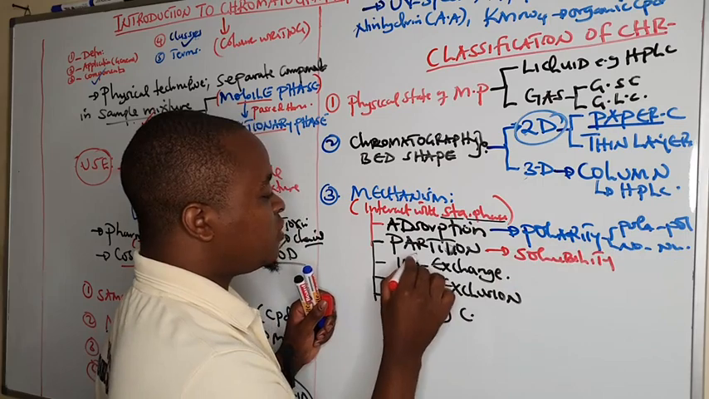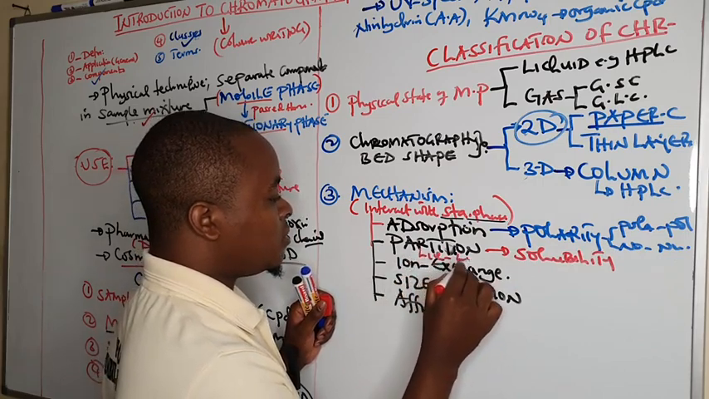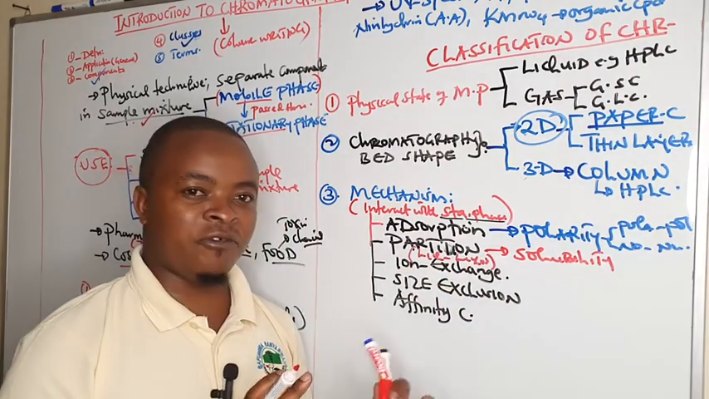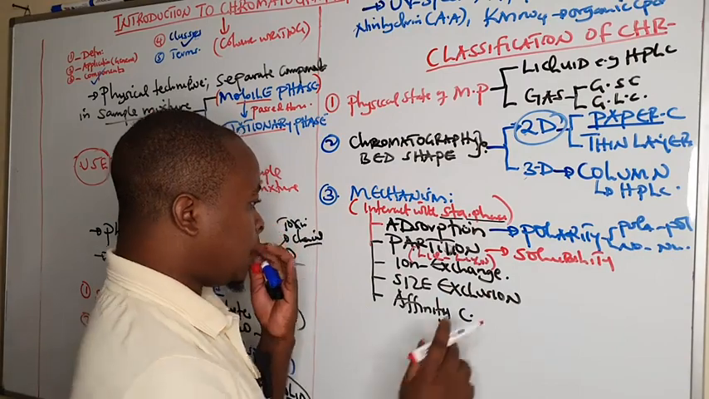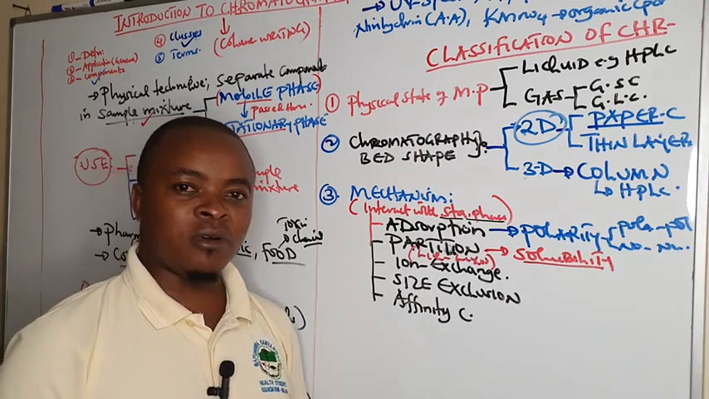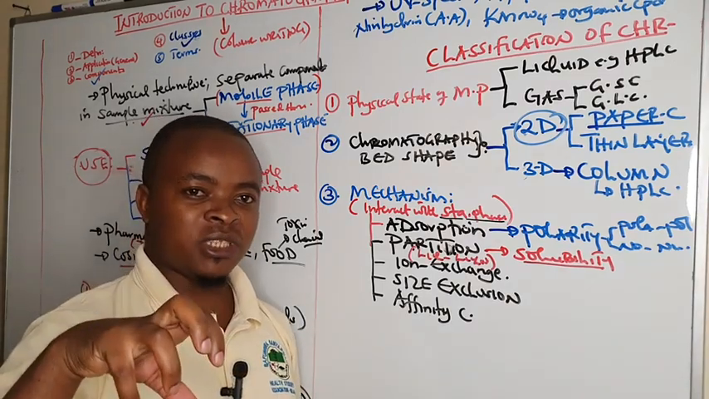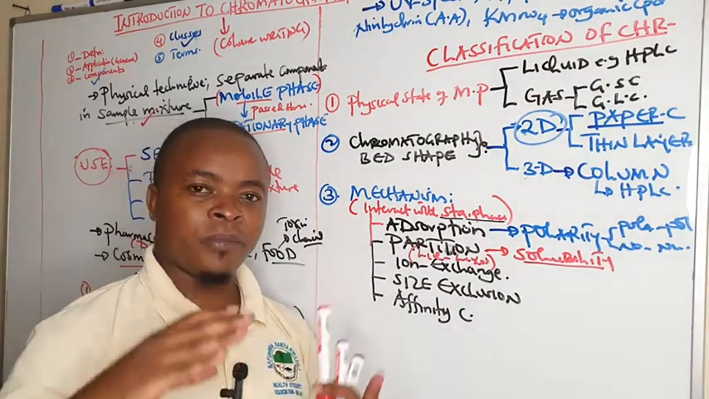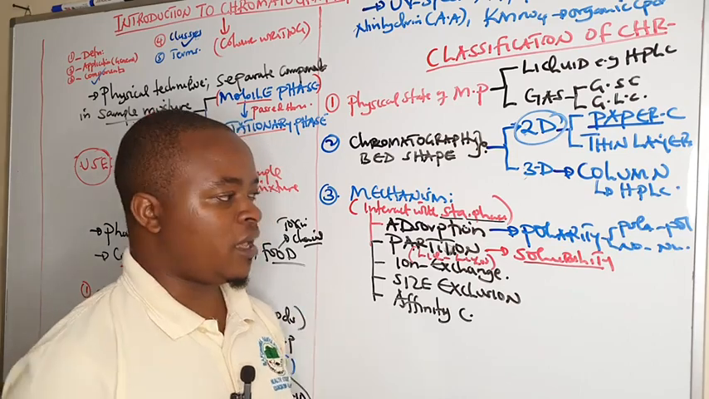This partition deals with liquid to liquid, whereby you have volatile and non-volatile liquids, and we want to look at their solubility interaction. Those which are soluble are retained, they have much retention time in the stationary phase. Then those which are not soluble have less retention time.